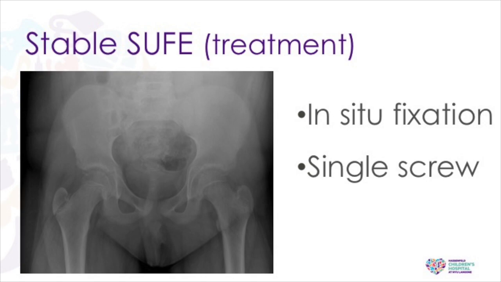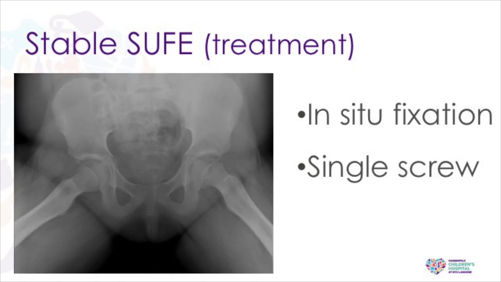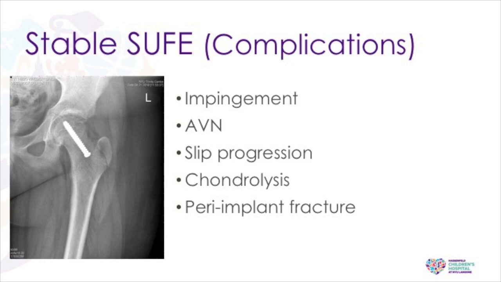The treatment of stable slipped upper femoral epiphysis in general is in situ fixation with a single screw. This has proven to be effective and safe. However, the complications can still be impingement, avascular necrosis, which is relatively rare, reported in less than 2% in most modern series, slip progression, chondrolysis, which is typically associated with intra-articular penetration of hardware, and peri-implant fracture.